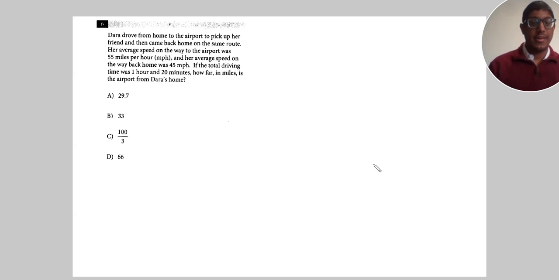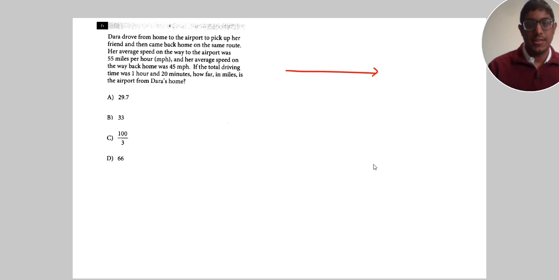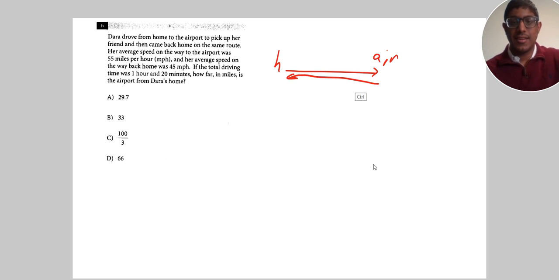So in our calculator booklet, we have another tricky problem here that requires quite a few steps. But as always, our first step is the most important. That's recognizing the concept. So Dara drove from home to the airport to pick up her friend and came back on the same route. So she's going from home to the airport and then back. That's not a neat line.